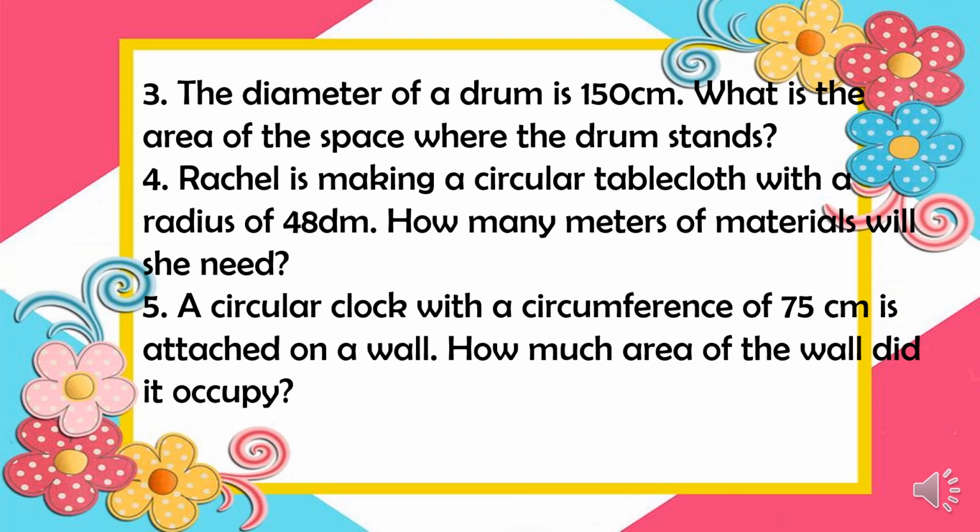So for number 3 problem, the diameter of a drum is 150 centimeter. What is the area of the space where the drum stands? Number 4, Rachel is making a circular tablecloth with a radius of 48 decimeter. How many meters of materials will she need? Number 5, a circular clock with a circumference of 75 centimeter is attached on a wall. How much area of the wall did it occupy? Okay, so this time for number 3, 4, and 5, it's your turn to answer these 3 problems.